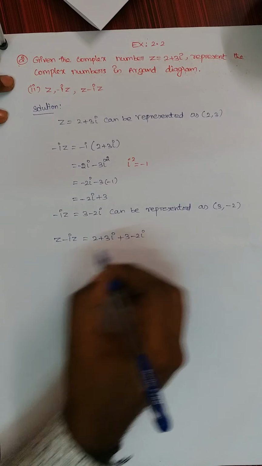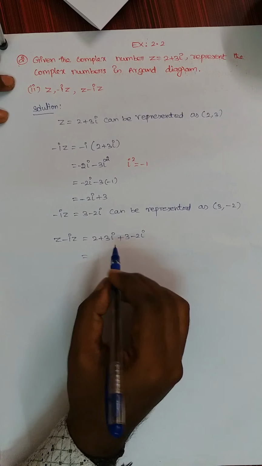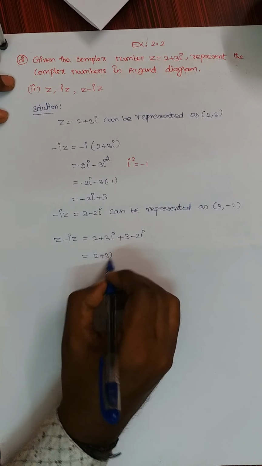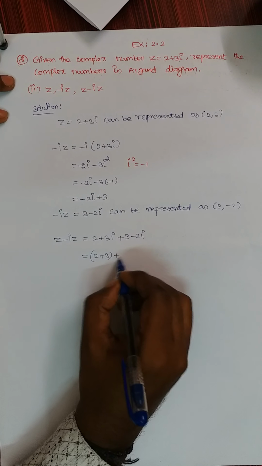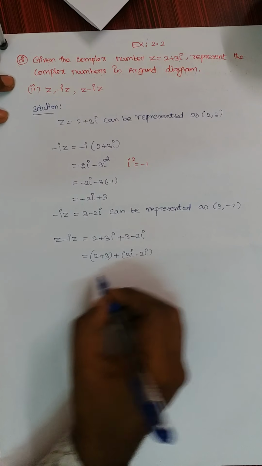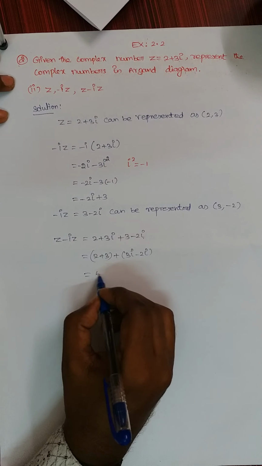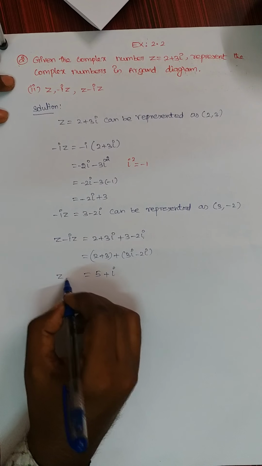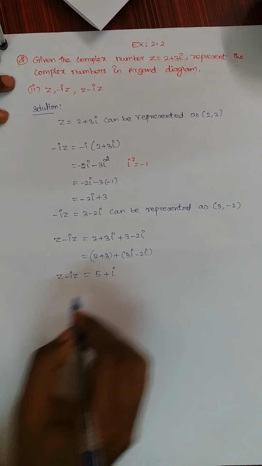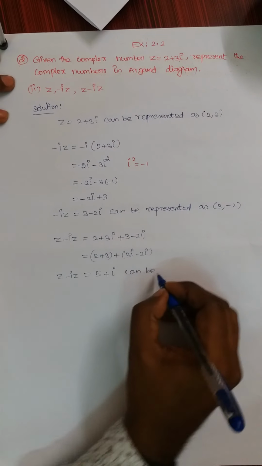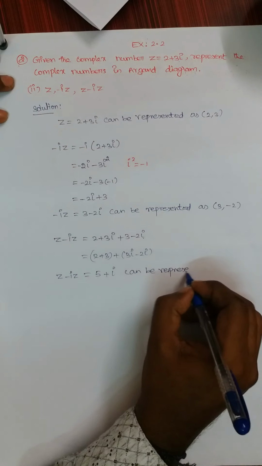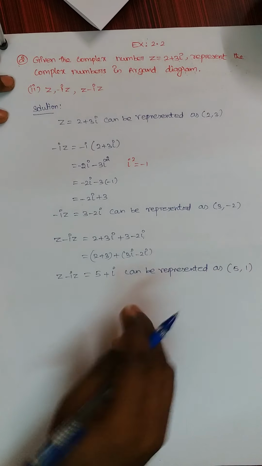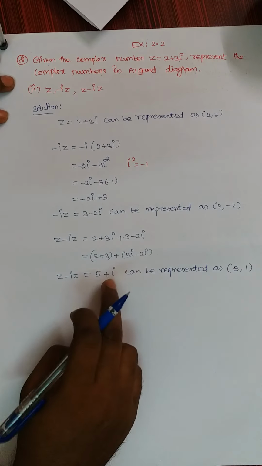So now I am going to separate the real part and imaginary part. Real part: 2 plus 3, and imaginary part: 3i minus 2i. Now 2 plus 3, what will we get? 5. And 3i minus 2i, that is i. That is z minus iz. So this can be represented as 5 comma 1. So 5 is the real part and 1 is the imaginary part.